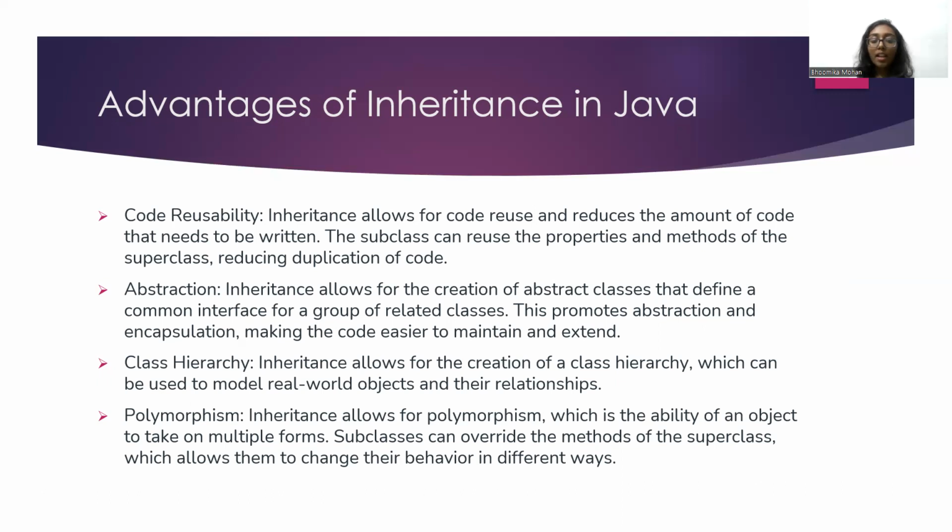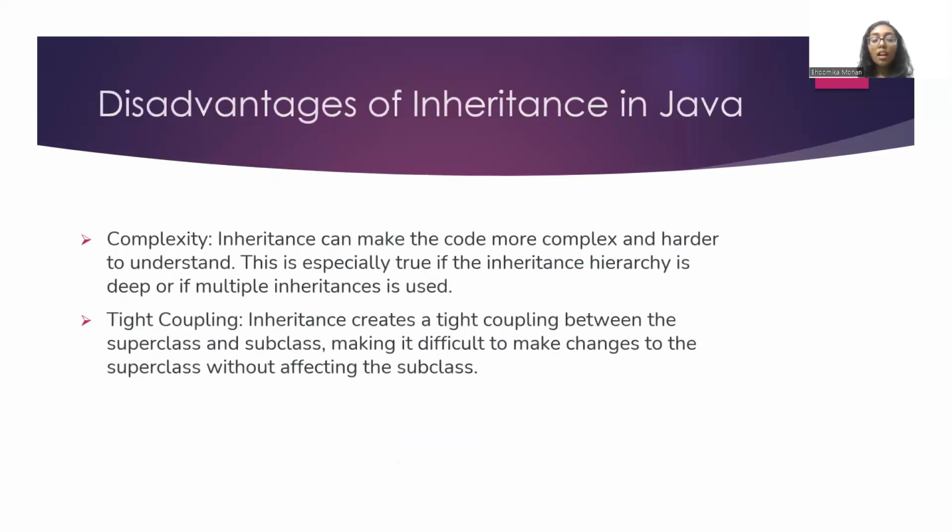Class hierarchy. Inheritance allows for the creation of a class hierarchy, which can be used to model real world objects and their relationships. Polymorphism. Inheritance allows for polymorphism, which is the ability of an object to take on multiple forms. Subclasses can override the methods of the superclass, which allows them to change their behavior in different ways.